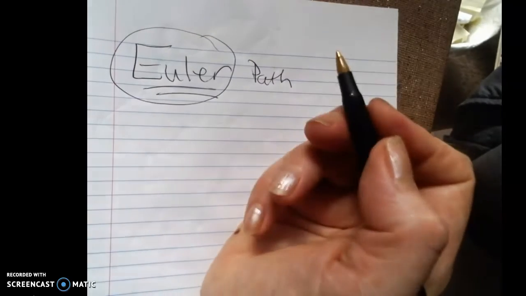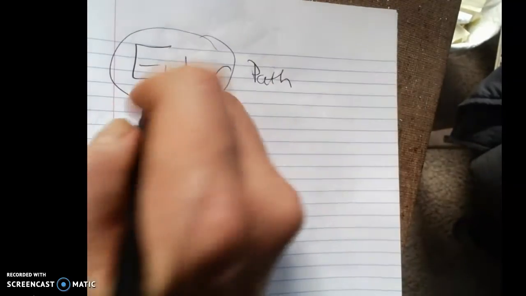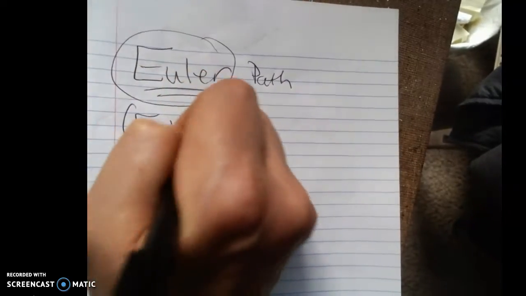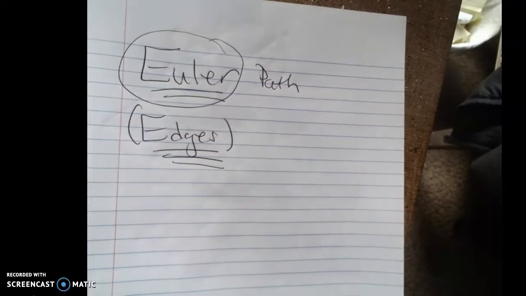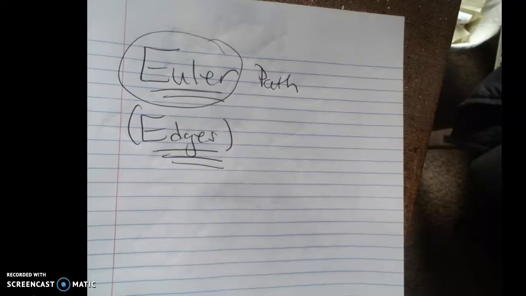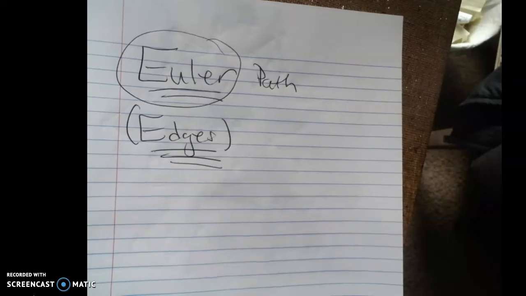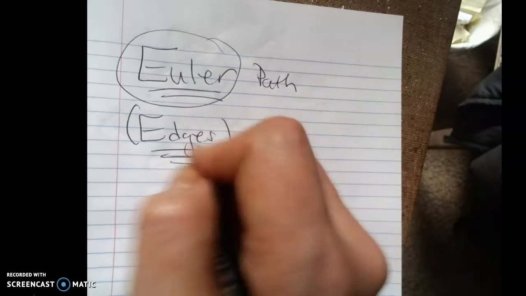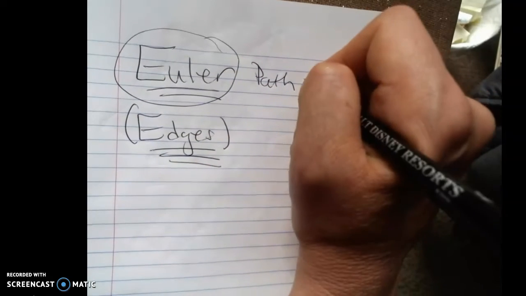Okay, Euler starts with E, okay? So he cares about edges, okay? And he cares a lot about edges because he wants you to touch every single edge exactly once. He doesn't care about vertices, okay? So this is a special path, okay? So we're going to talk about this special path, okay?